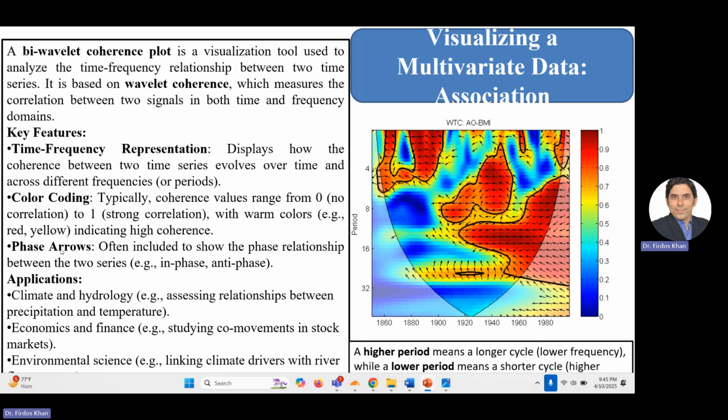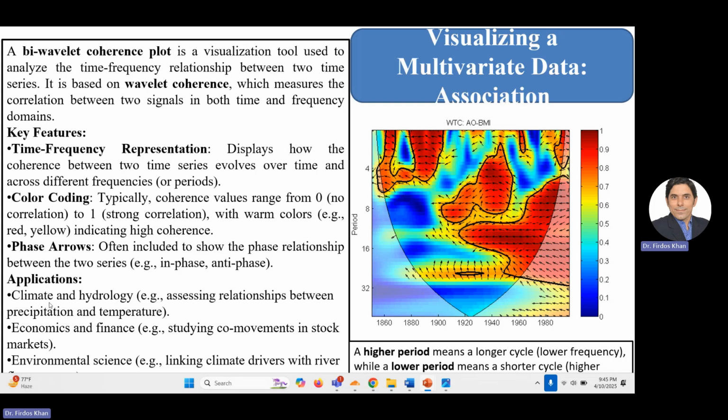And phase arrows. Now the arrows are extremely important in such a plot. If you don't know about the arrows, then you know nothing about this plot, because the direction of the arrow is quite important, very significant. They are often included to show the phase relationship between the two series, whether in phase or anti-phase. I will explain this in the next video, so I'm just leaving this for that.